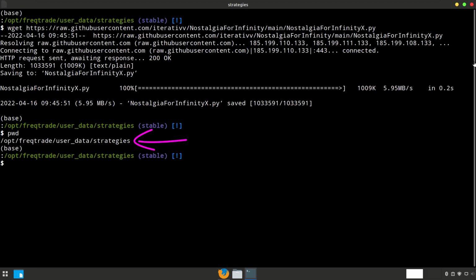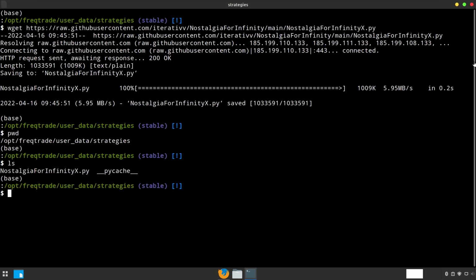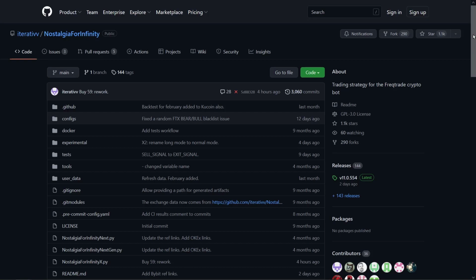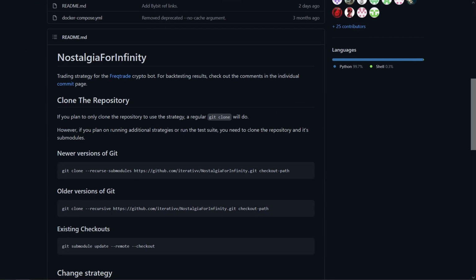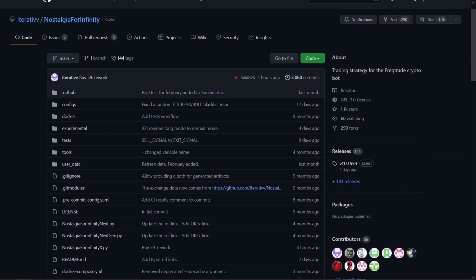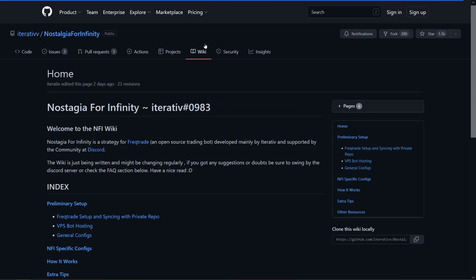Now, because I'm not familiar with this strategy, I really would like to know how this strategy works. However, the README file only contains information on how to install this file in your Freqtrade bot and what the preferred configurations are. Luckily for us, this NFI repository also has a wiki that contains documentation, so I read it to prepare for this video.